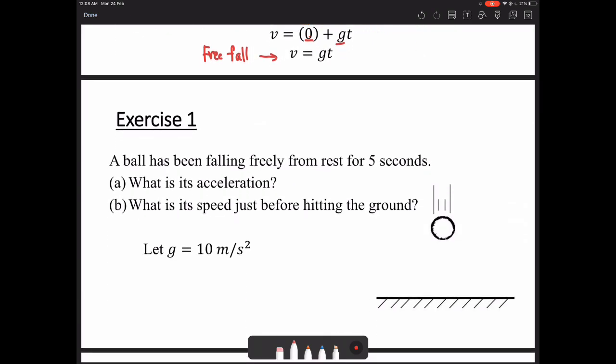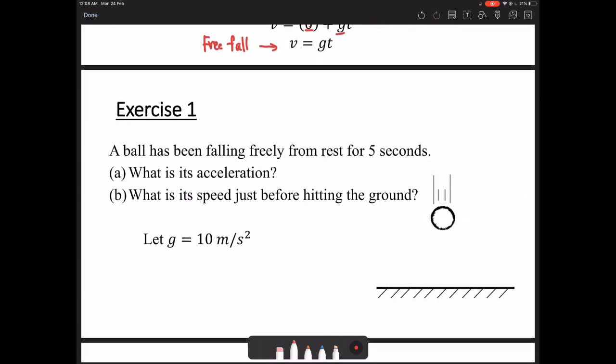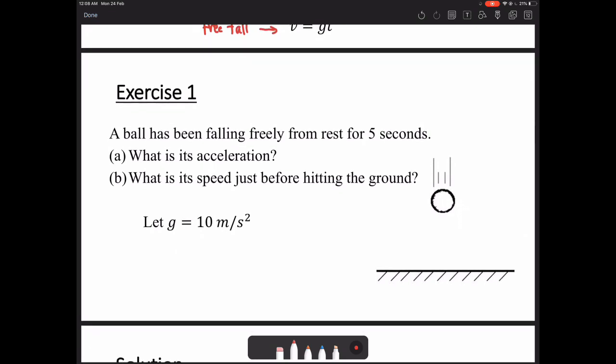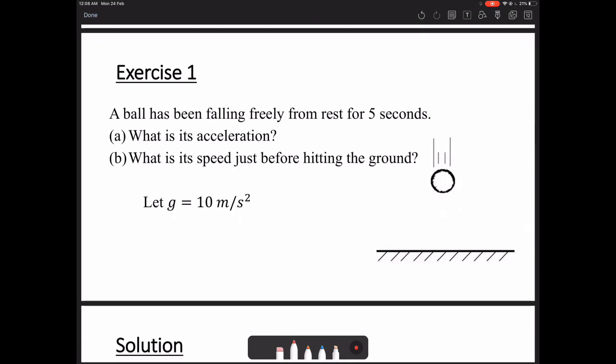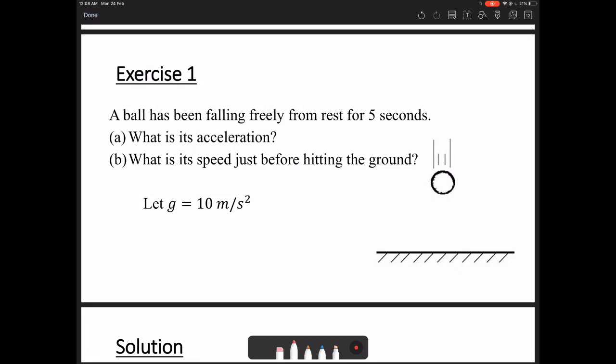Let's have a look at this example. A ball has been falling freely from rest for 5 seconds. A, what is its acceleration? B, what is its speed just before hitting the ground? The question says, let small g be 10 meters per second squared. For simplicity, we always let g be 10 meters per second squared for most of the questions.